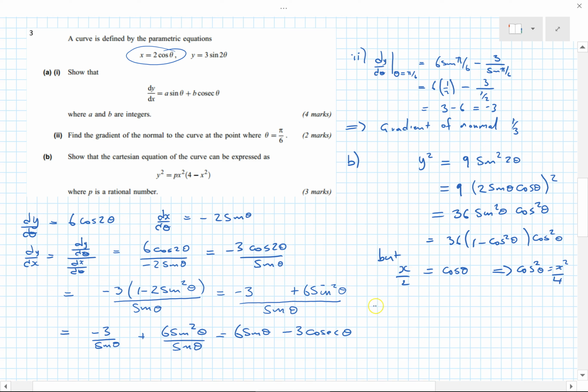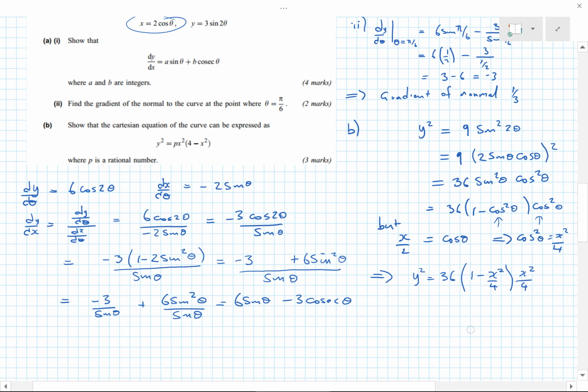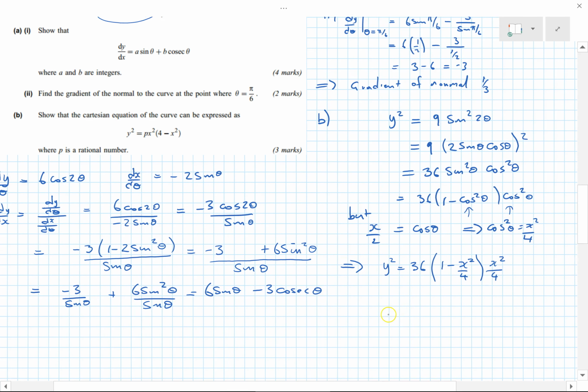So that means subbing x squared over 4 back into these expressions, we get y squared is equal to 36 times (1 minus x squared over 4), x squared over 4. A lot of people got this far, which is good, then made little errors from this point on. So that's y squared equals 36, let's put it over a common denominator, 4 minus x squared over 4, x squared over 4.